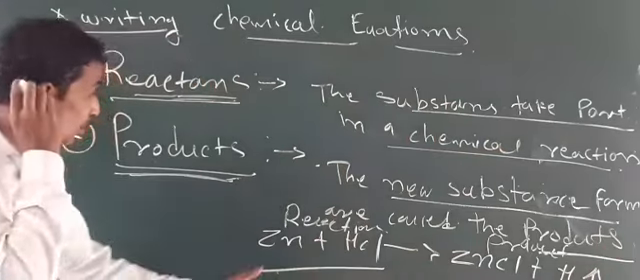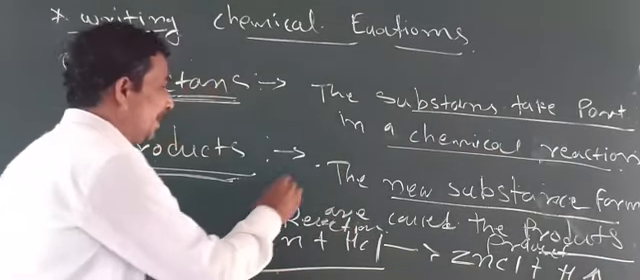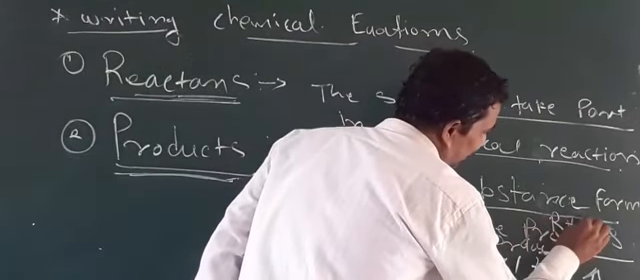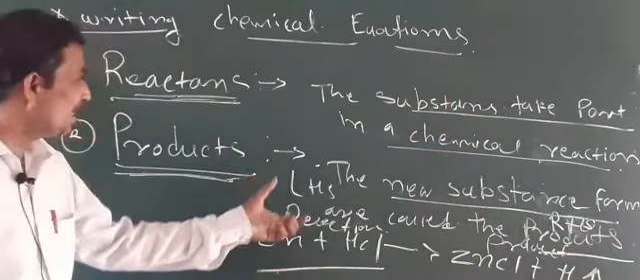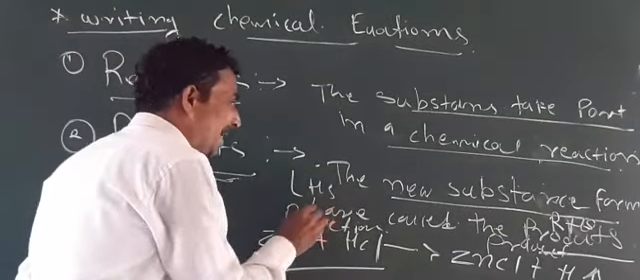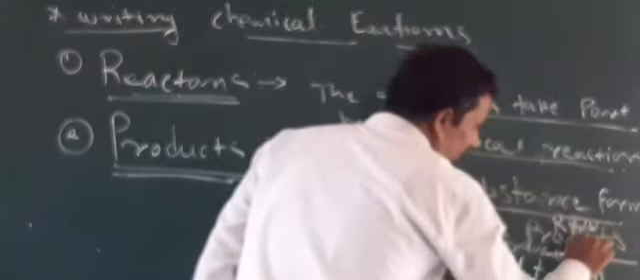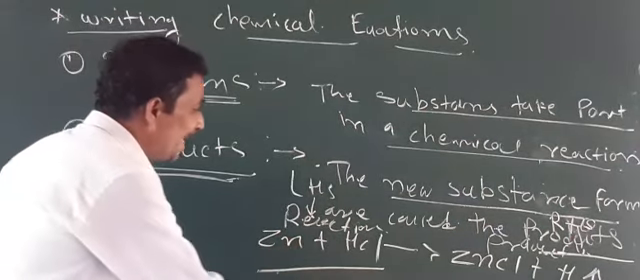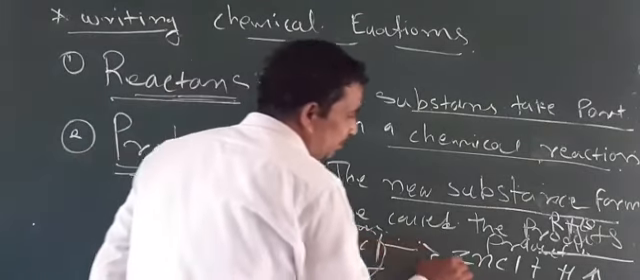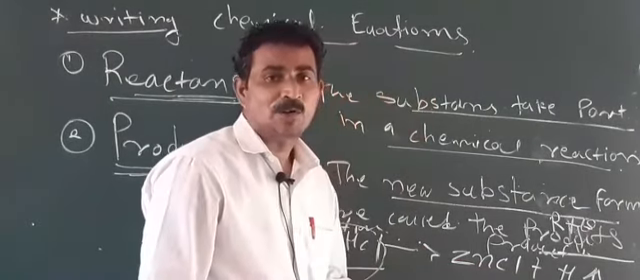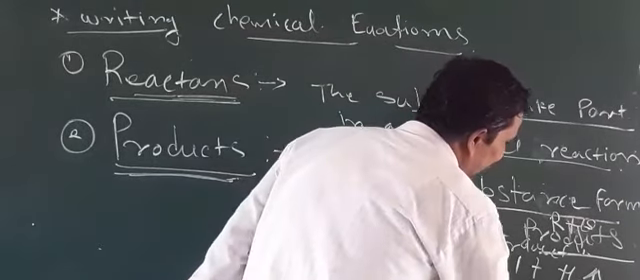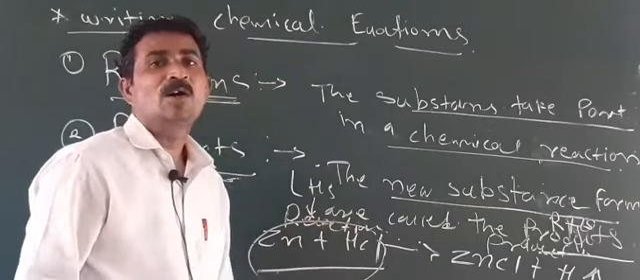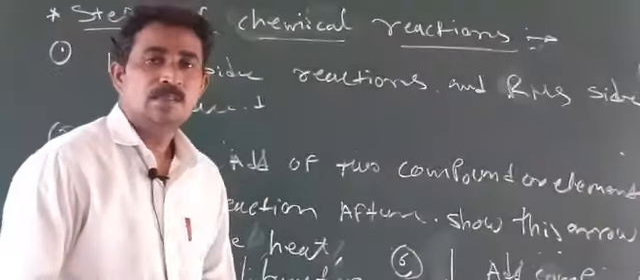Reactants are on the LHS, and products are on the RHS. Whatever comes on the LHS side is called reactants, and whatever comes on the RHS side is called product. Product means what the reactants produce afterwards, that we can call products, for example H2 gas. Next, I will say how to write it.